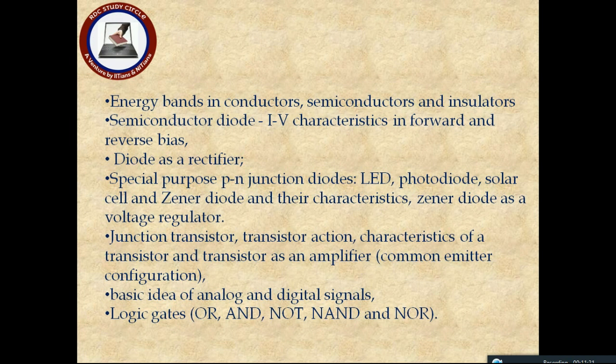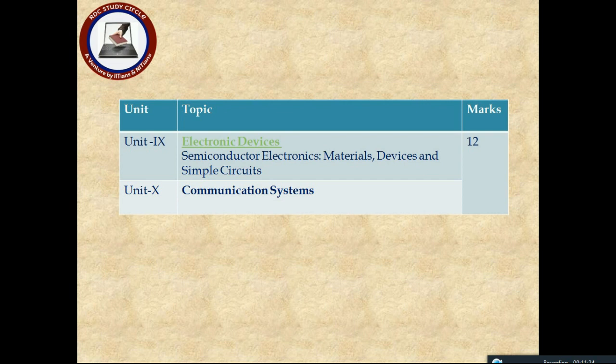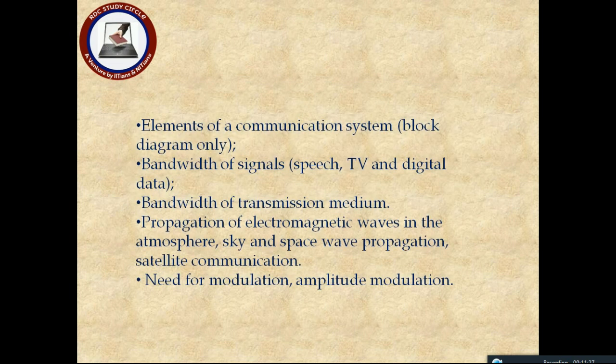And in the communication topic, students get an introduction to elements of communication system, the basic block diagram of this system, bandwidth of various signals like speech, TV and digital data signal, bandwidth of transmission medium, propagation of electromagnetic waves in the atmosphere, sky and space wave propagation and satellite communications. And students come to know about the need for modulation and techniques of amplitude modulation. So that is all about the syllabus of physics class 12 CBSE.